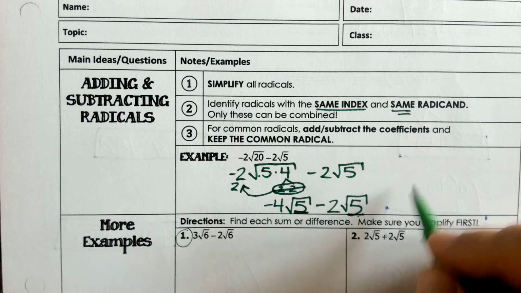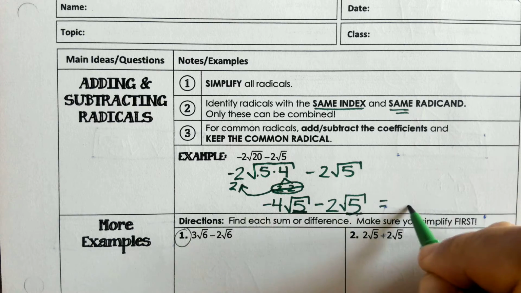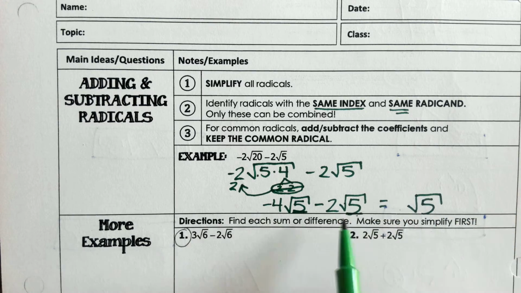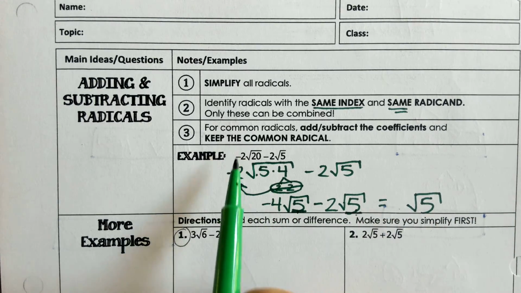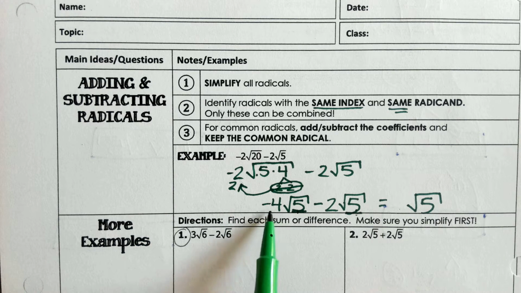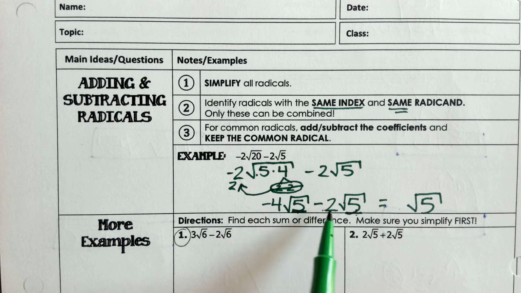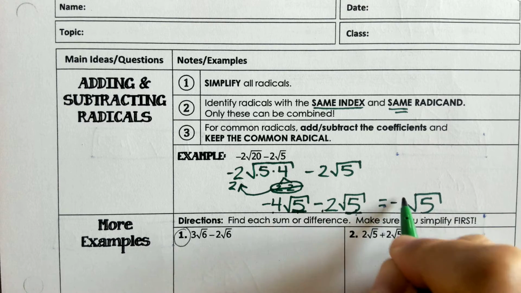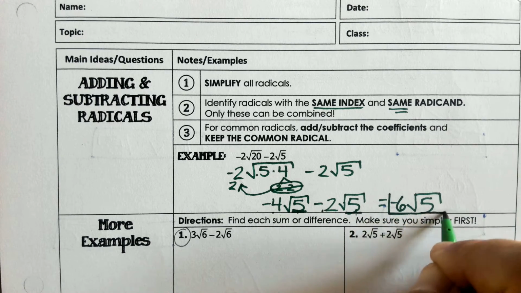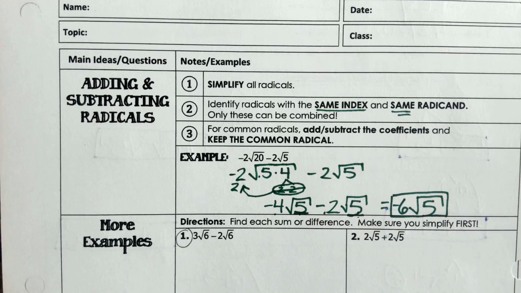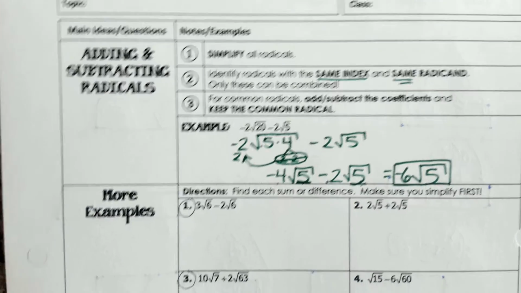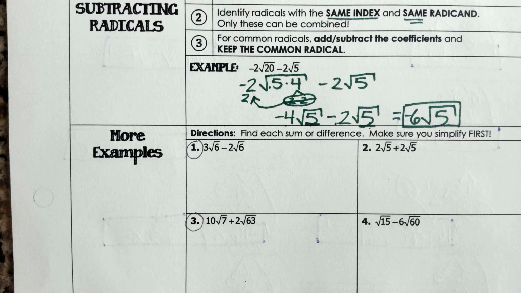So you're keeping the common radical, which is the 5. So I'm keeping those, and what this is saying is you're adding or subtracting what's in the front. So I have negative 4 and negative 2, or negative 4 minus 2. So altogether that would be negative 6. And now I'm done. Okay, so I'm going to do example 1 here, problem 1.